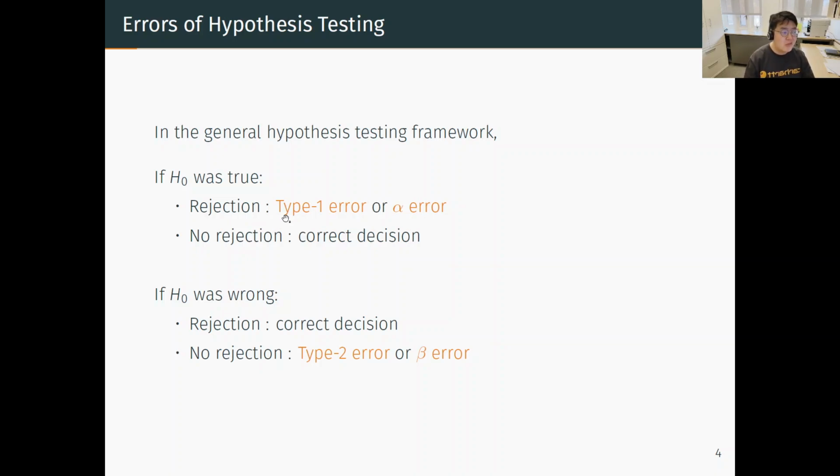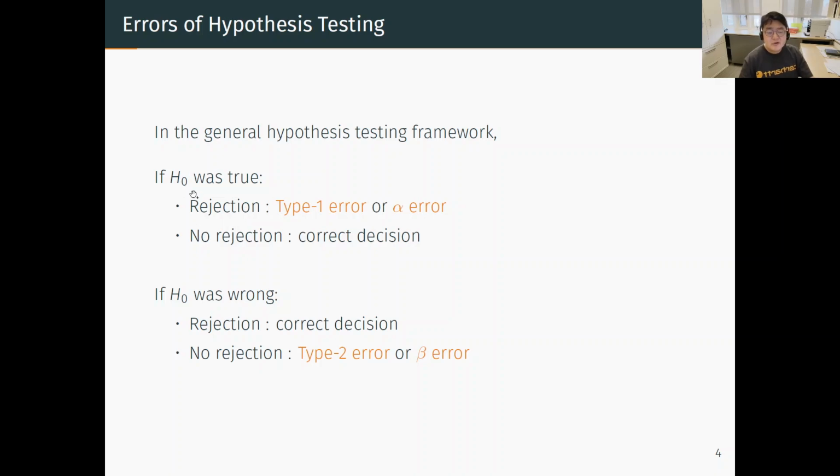We usually call this a type 1 error or alpha error. I really hate this name. It's type 1 and type 2. There is no reason to call this type 1. But different textbooks use different names. I think type 1 error is more common terminology, so I will use type 1 error as the term for this error.